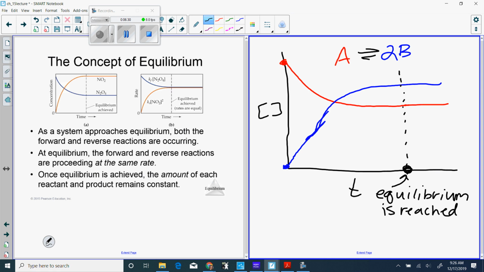To our eyeballs, it looks like the reaction is done. Up until this point, we're like, oh, it's over. Like, it stopped making bubbles. But really, they're just turning back and forth into each other at the same rate. We can't tell the difference, okay?